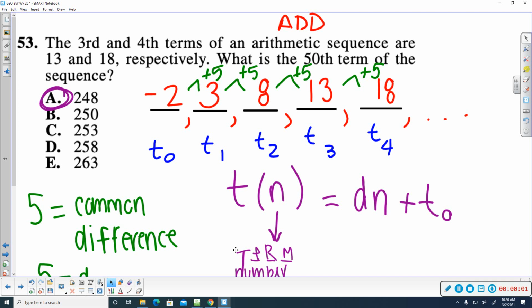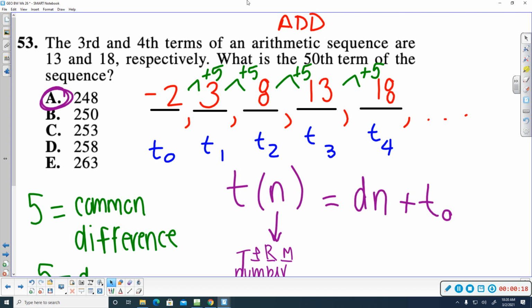Alright, the third and fourth terms of an arithmetic sequence are 13 and 18 respectively. What is the 50th term of the sequence? So an arithmetic sequence means that we are adding the same amount each time. And we call that amount that we're adding each time the common difference.